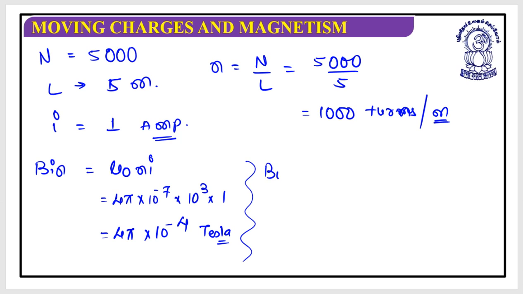Now what about the B outside? The B outside would be 0, as we understood that the outside magnetic field is 0 because the I enclosed would be 0. Yes, no current is flowing through that ever.